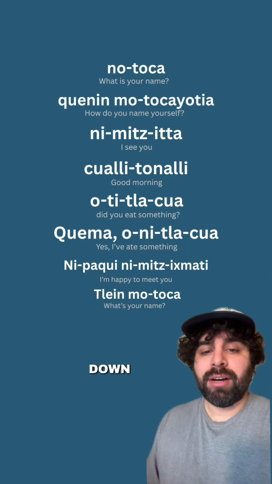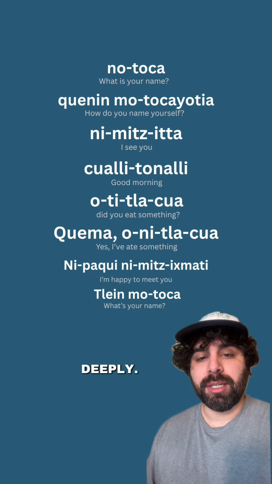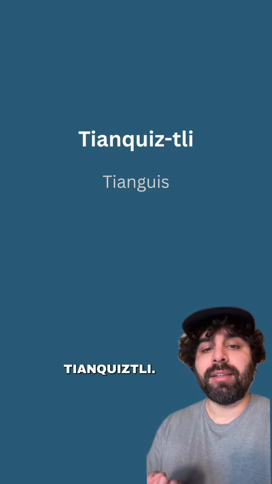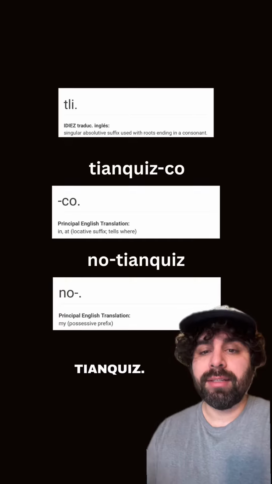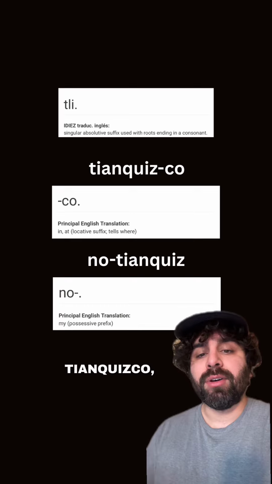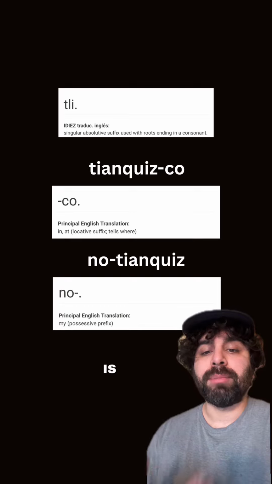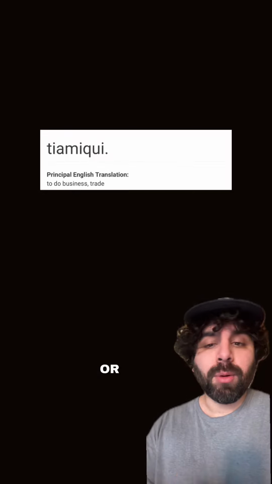Now we've been breaking down a number of different words and phrases here using morphology to understand the language more deeply. And recently we learned that the word tianguis comes from the word tianquistli. Simply, if you remove the absolute suffix tli, you get tianquis. And then using things that we've learned before, we could add new suffixes or prefixes to say tianquisco, this is where the marketplace is, or notianguis, which is my marketplace or my shop. But where do we derive the word tianquistli or marketplace from?